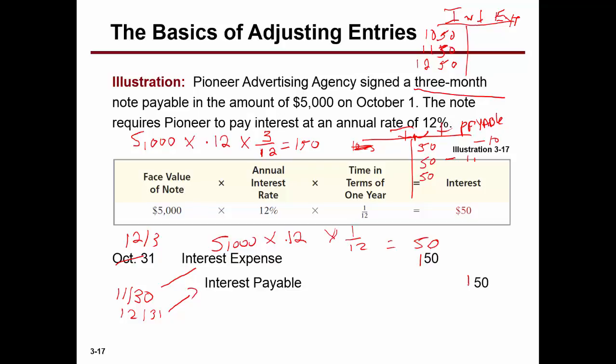Do you have your calculator? Okay. Go ahead and put $5,000 in there. 5,000. And put times 0.12 and hit equals. You get that number? Then say times 3 and hit equal. And then hit divide by 12 and hit equal. Do you get 150? Good. That's how you do it on the test.